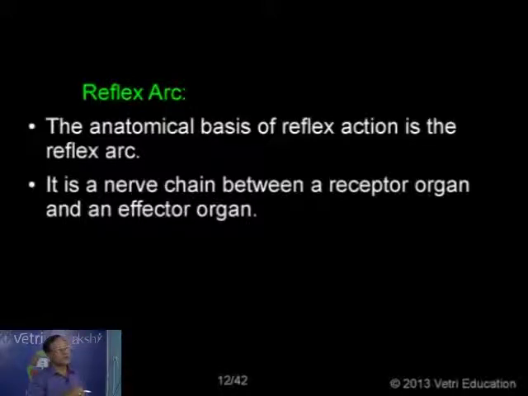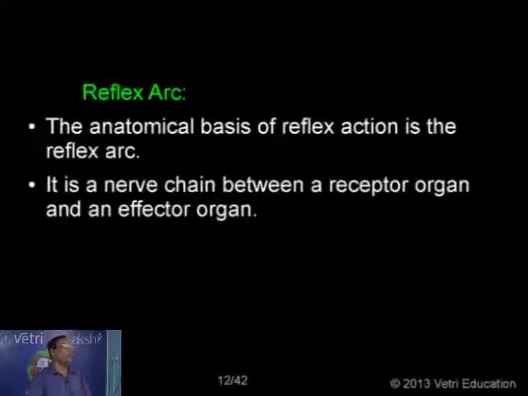For carrying out the reflex action, we need some structure, a basic structure. We can see a nerve chain. While touching a hot object, the stimulus is received by the receptor organ. The skin is an example of a sensory or receptor organ. The eye is an example of a receptor organ because it receives the light stimulus. The ear receives the sound stimulus. Similarly, the tongue and also the nose receive chemical stimuli.